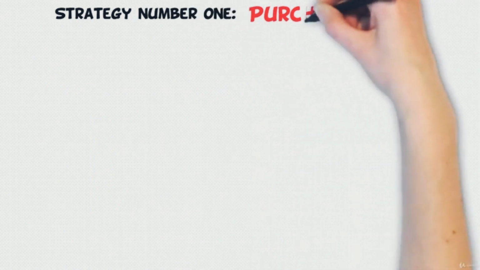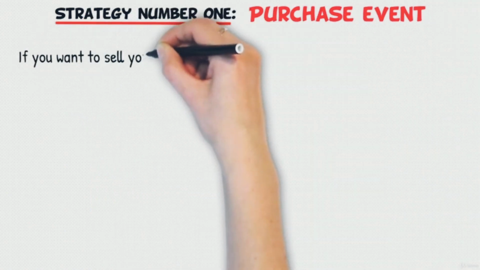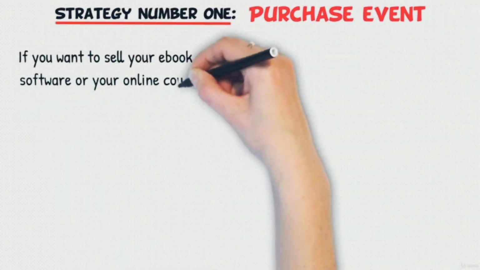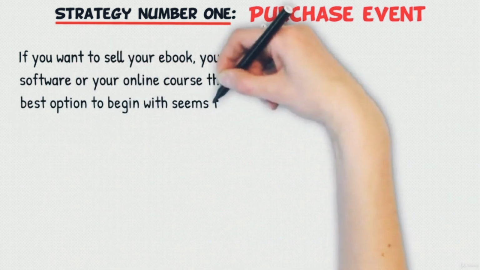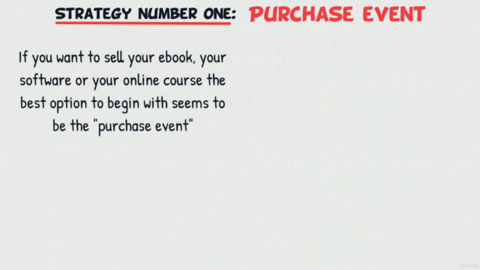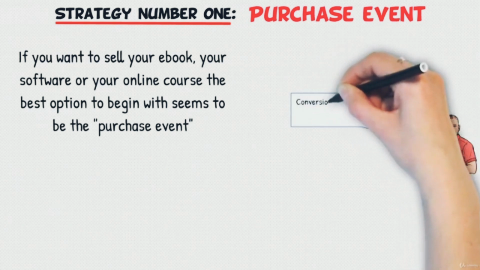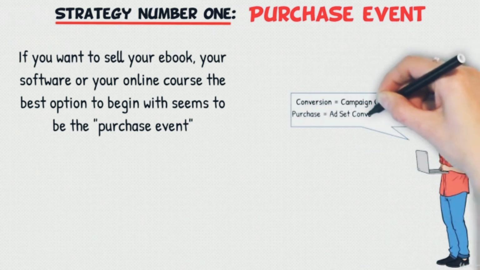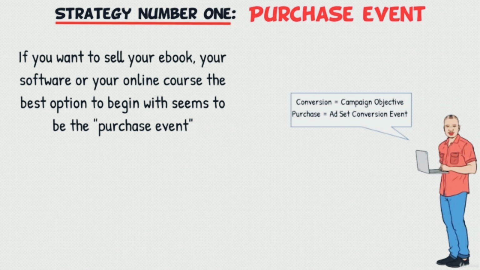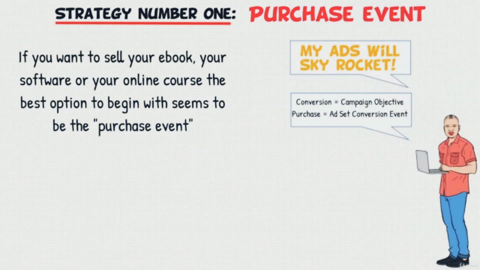If you want to sell your ebook, your software, or your online course, the best option to begin with seems to be the purchase event. This seems easy, right? I will pick conversion as my campaign objective and purchase as my ad set conversion event, and my ads will skyrocket.